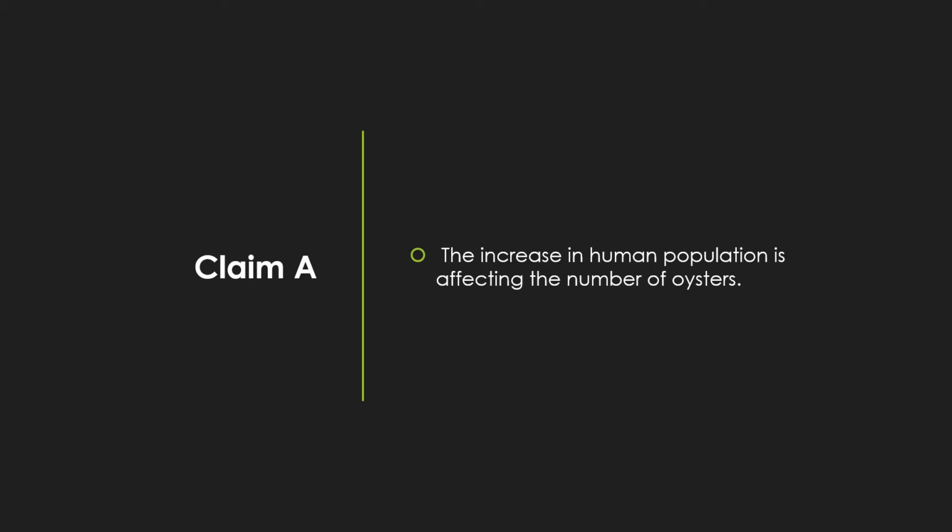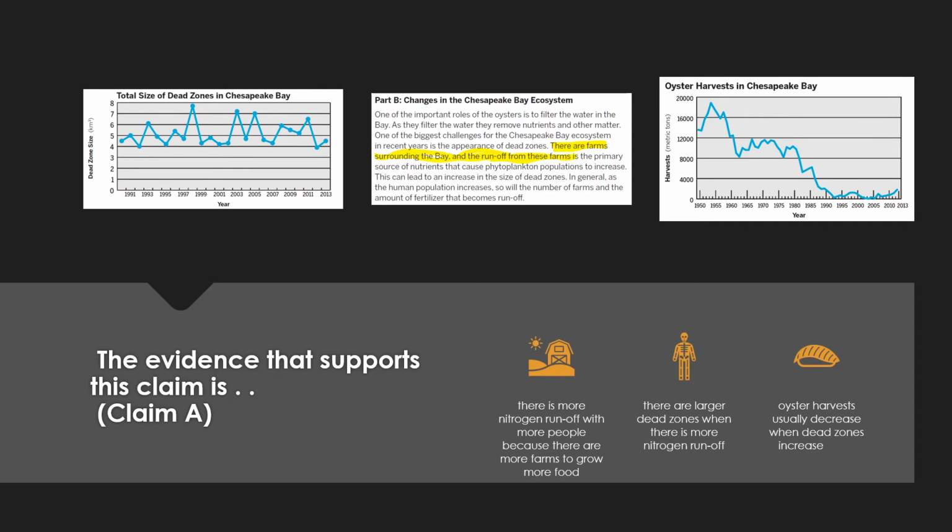Then we will skip claim B. That's what we usually do first, claim A and then claim B, and then we look for evidences, but let's complete everything regarding claim A first. So the evidence for claim A, which we said is that the number of people affects the oyster number in the Chesapeake Bay. When I say this claim, I refer to claim A.